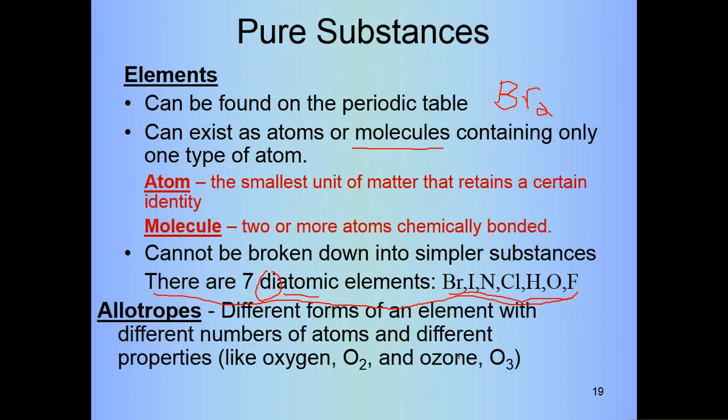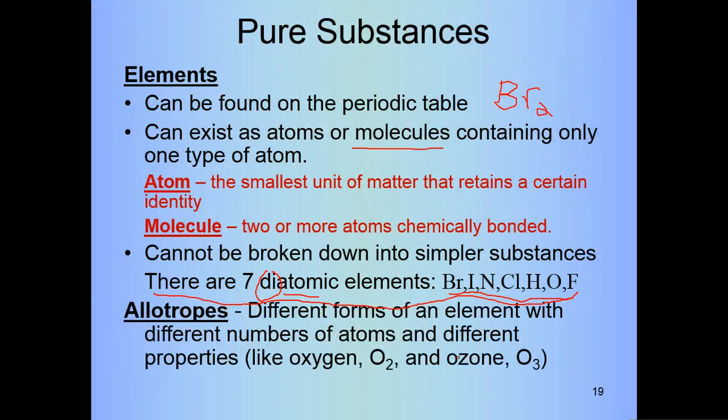Okay, moving on. Another thing we should know about elements is a vocabulary word, which is allotropes. Allotropes are different forms of an element with different numbers of atoms and different properties. For example, oxygen, which is one of our diatomic elements, normally exists as O2, as you can see right here. There's another form of it, which is also a gas.